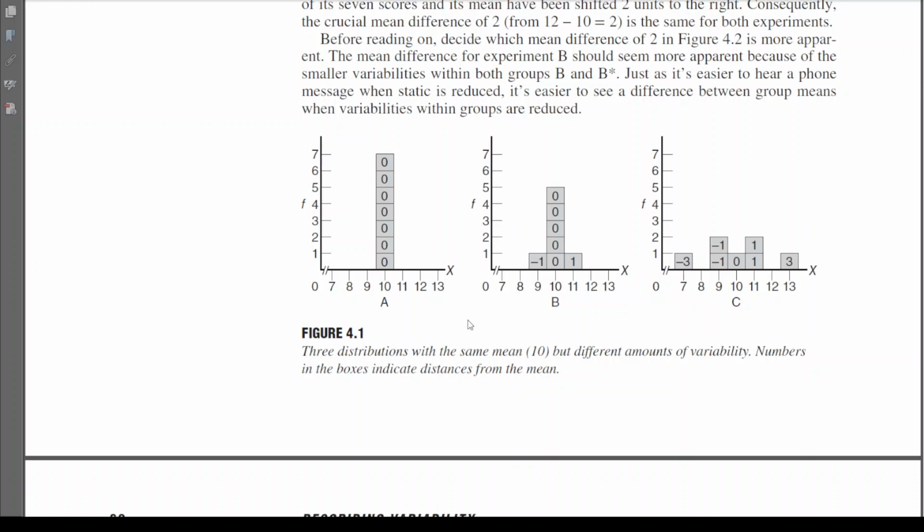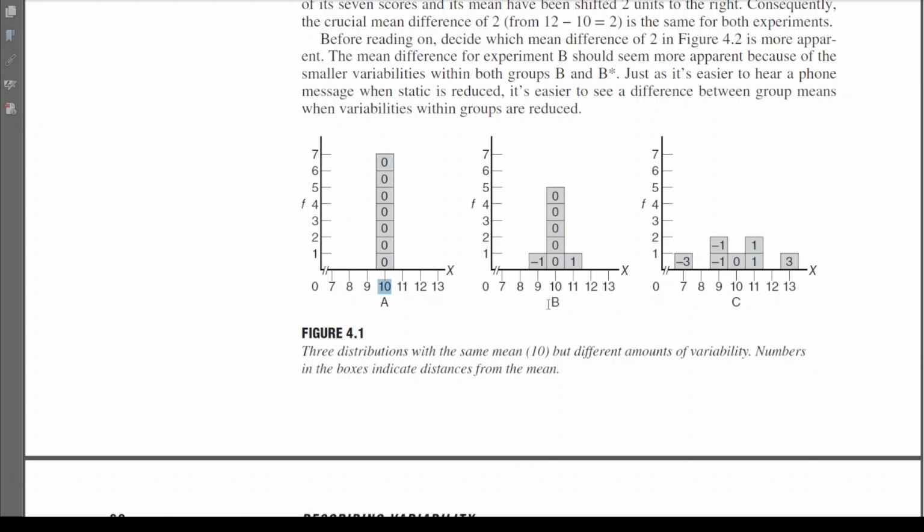As we can see in distribution A, there are 7 values in the distribution and all of them equal 10. In other words, this distribution is not at all varied. All the values equal a particular value, which is the mean.